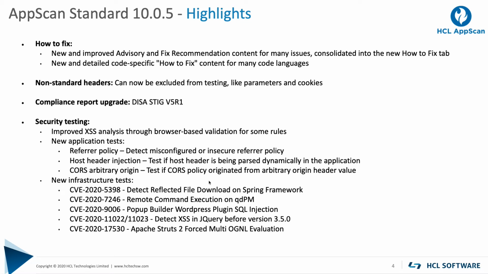Next item is compliance report, similar to what we saw in AppScan Source. We updated this report across all our products. And next is a list of security improvements and new security rules that we added to the dynamic analysis engine. All these updates are, of course, part of the Dast engine in all the products, including AppScan on Cloud and AppScan Enterprise.